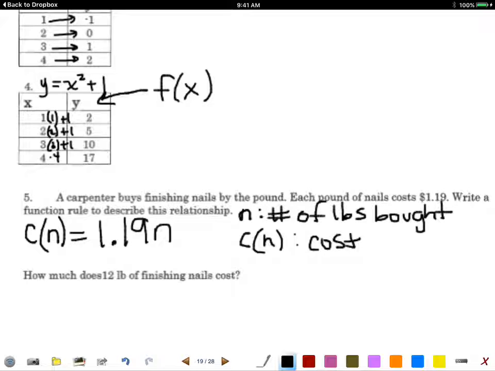Now we're going to use that to determine how much 12 pounds of finishing nails would cost. So if we're going to buy 12 pounds of nails, then if n is 12, we're going to do 1.19 times 12. So on your paper, go ahead and calculate what that would be.